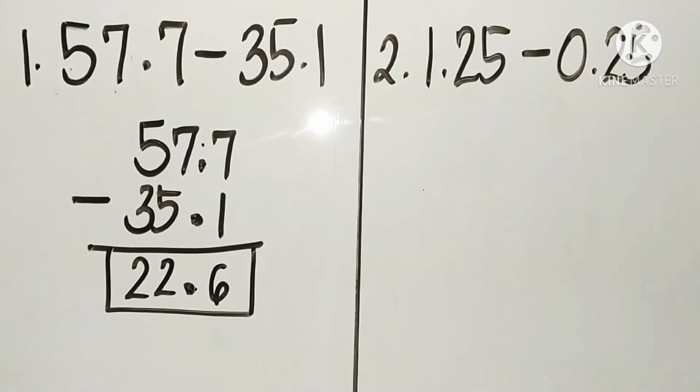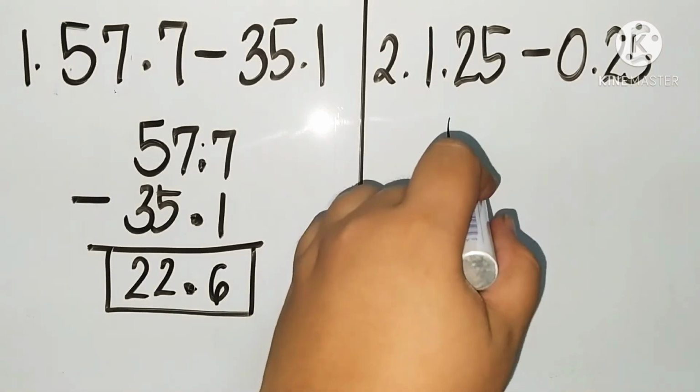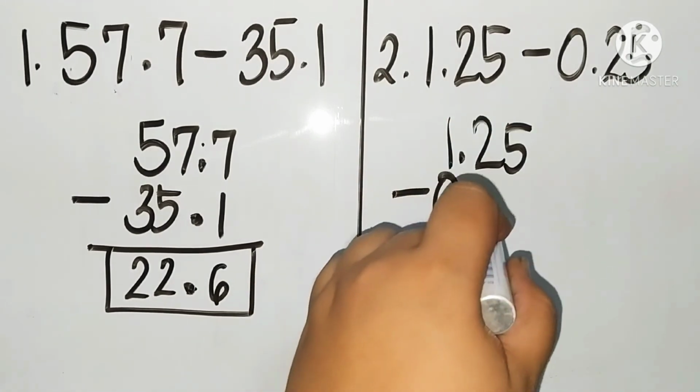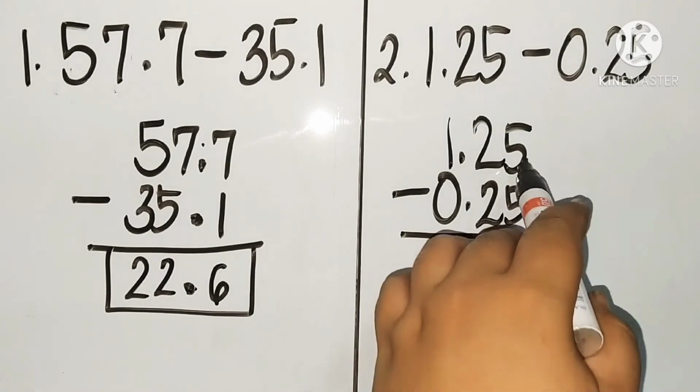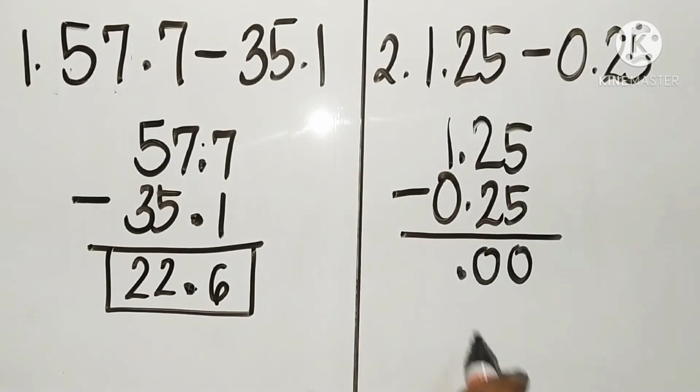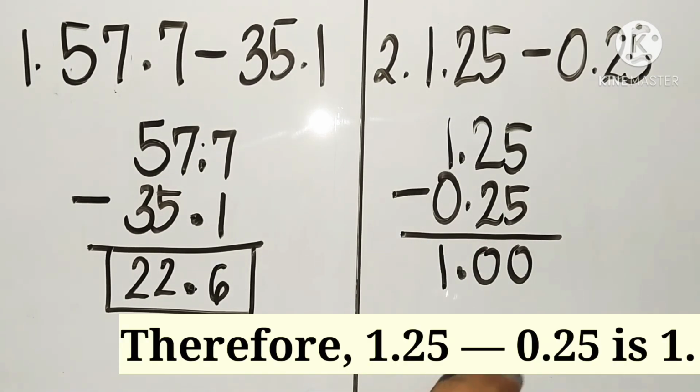Number 2, we have 1 and 25 hundredths minus 25 hundredths. 5 minus 5 is 0. 2 minus 2 is 0. Copy the decimal point. 1 minus 0 is 1. Ang final answer nyo lang dito is only 1. You don't need to include the 2 0 since whole number naman yung ating sagot.